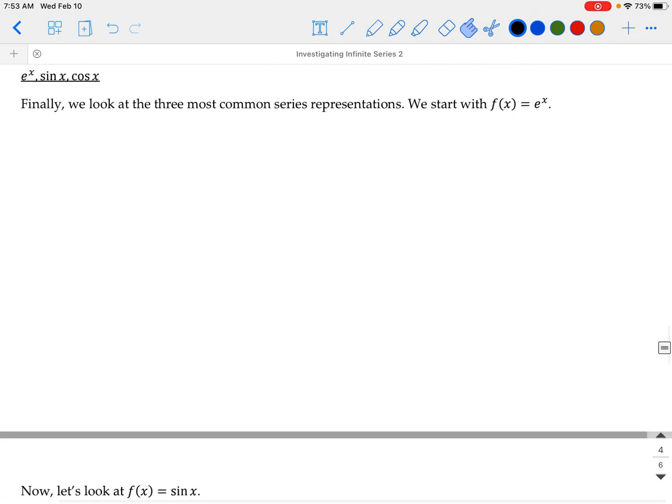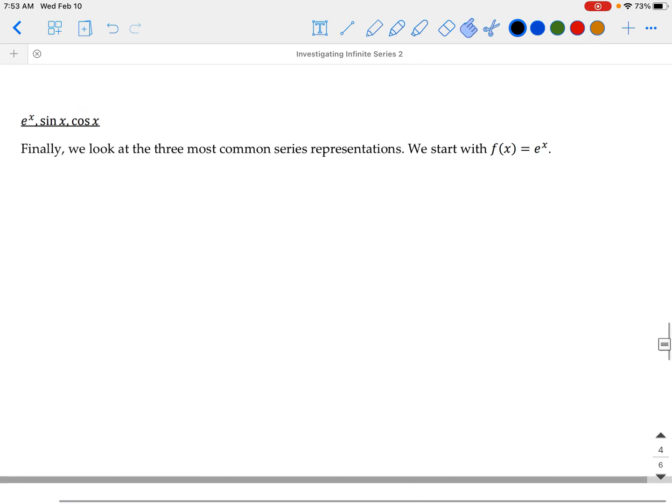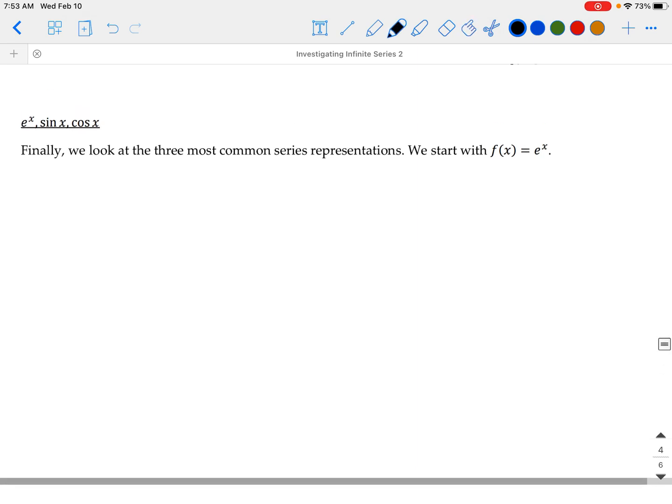So let's start with e to the x, and then we'll have cosine x and sine x as well. So for f of x equals e to the x, what we want to do to construct our series, in other words, we're going to assume that we can write our e to the x function as some sort of infinite polynomial.